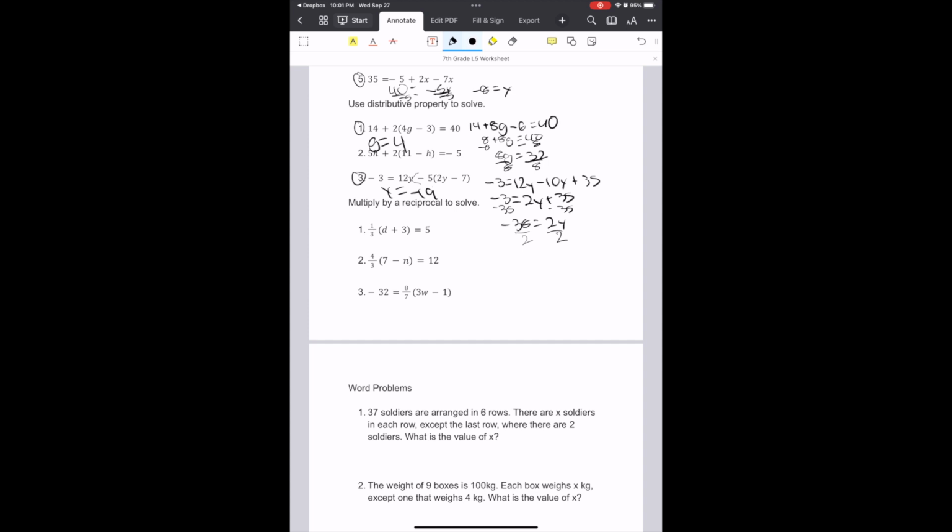And then multiply by reciprocal to solve. So let's do number 2. 4/3 times 7 minus n is equal to 12. Instead of multiplying this through, since multiplying fractions is just annoying, you want to multiply this side by the reciprocal of 4/3, which is 3/4, to get rid of that. And 12 over 1 times 3/4 is equal to 9. So you get 7 minus n is equal to 9. Subtract 7 from both sides, and you get negative n is equal to 2. Divide by negative 1, and you get n is equal to negative 2.